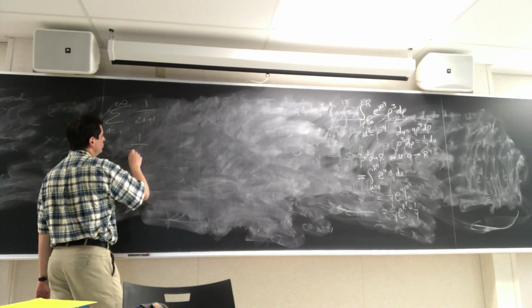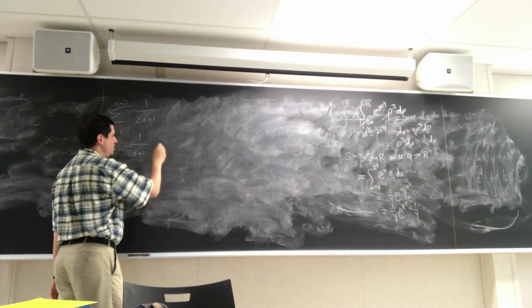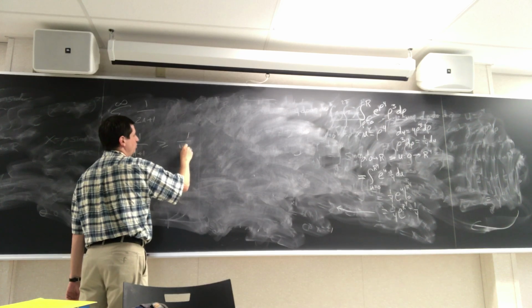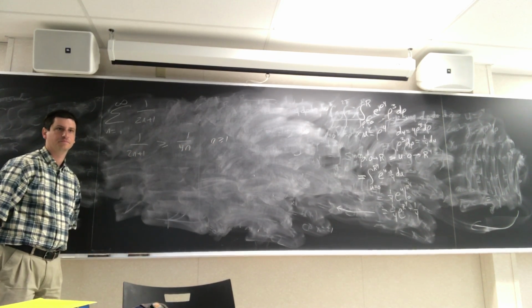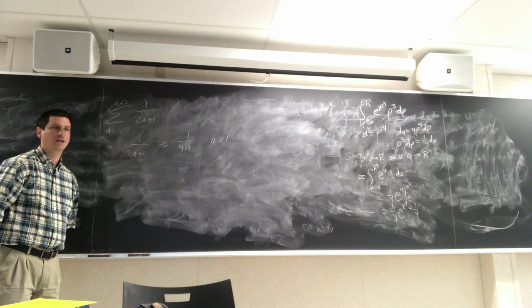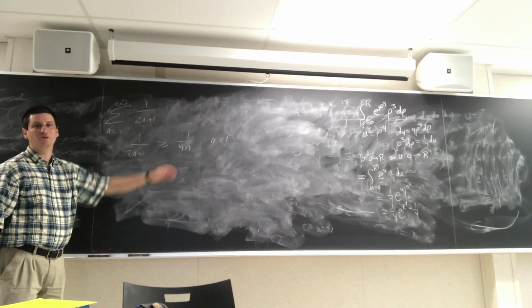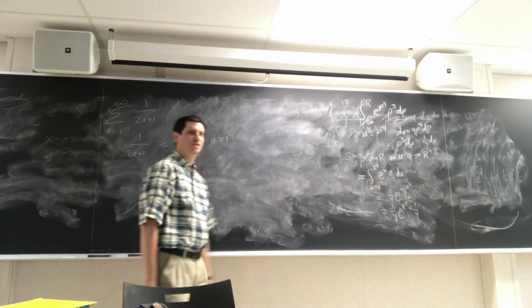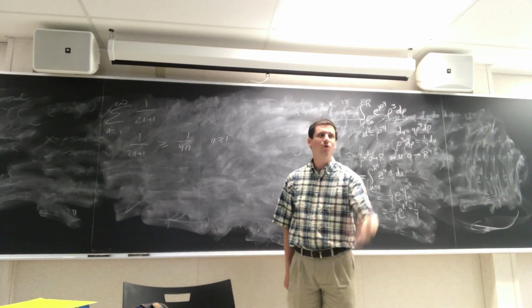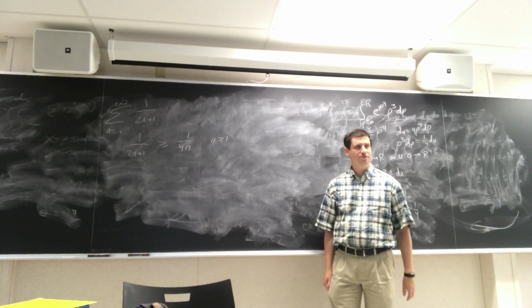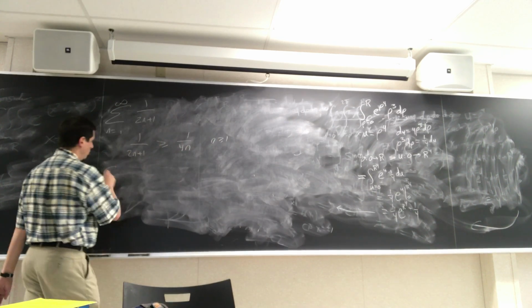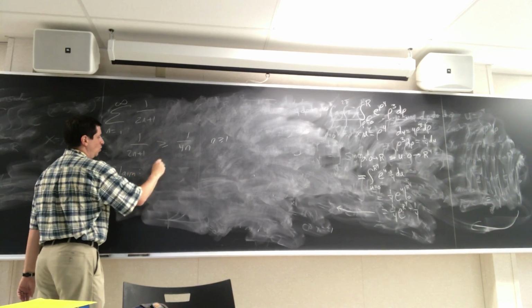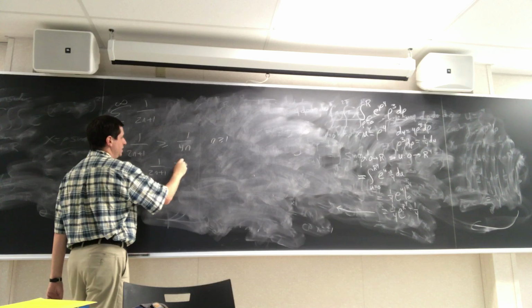So 1 over 2n plus 1 is greater than or equal to 1 over 4n if n is greater than or equal to 1. And this is just 1/4 of the harmonic series. So if the harmonic series diverges, 1/4 of the harmonic series diverges. Right?